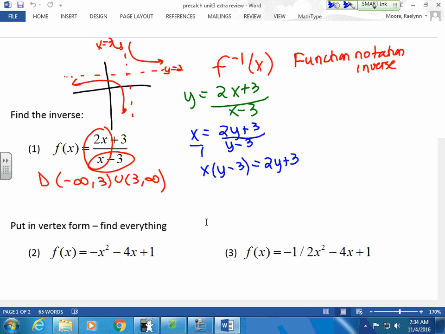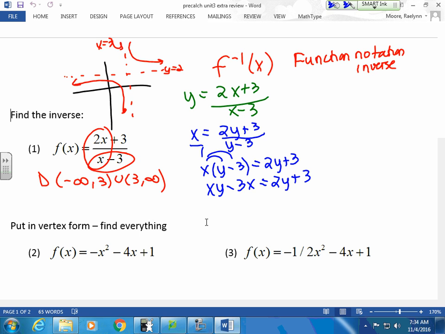What next, Amani? Then you distribute. But now it looks a little worse, doesn't it? So when I need to solve for y, what should I do with all my y's? Get them all to one side, and then what can I do to my y's? Factor it out. Yep, factor it out.